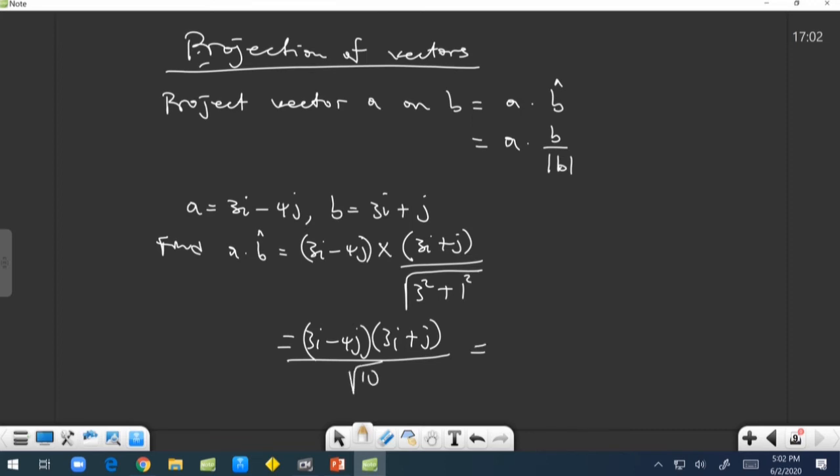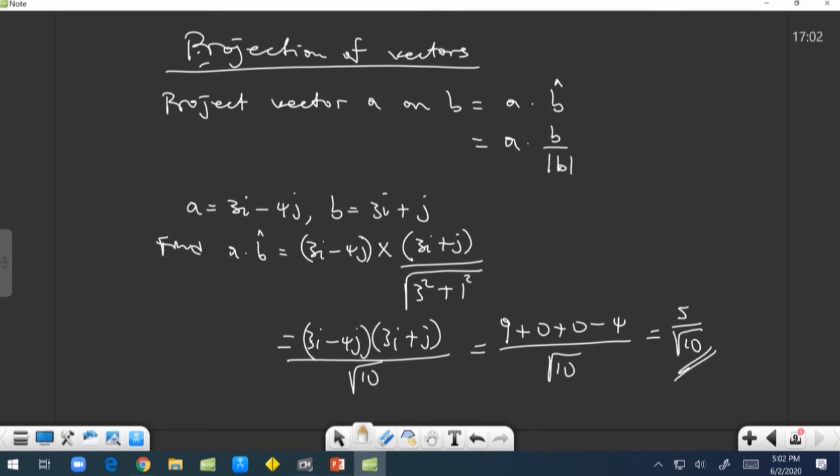So we can expand this. When we expand this, we have 3i multiply 3i is equal to 9. 3i multiply j is equal to 0. Minus 4j multiply 3i is equal to 0. And minus 4j multiply j is equal to minus 4. All divided by root 10. Final answer is 9 minus 4 is 5 divided by root 10.